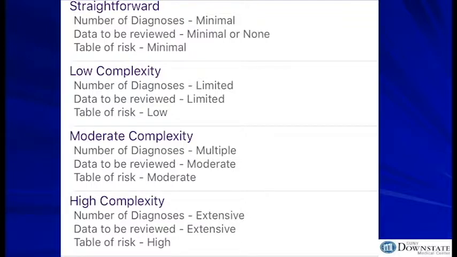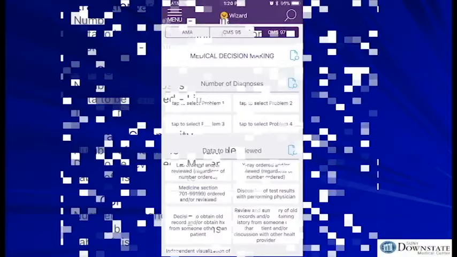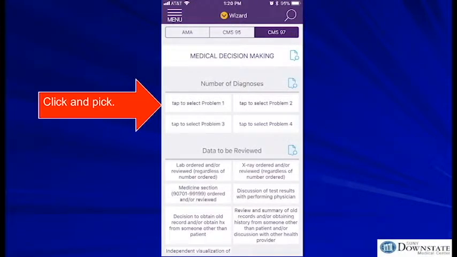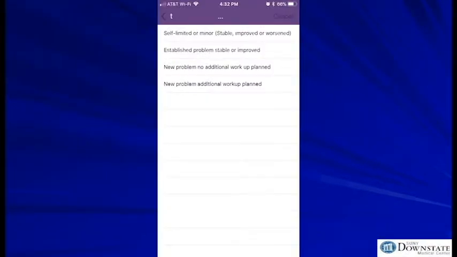Number of diagnoses is limited for low complexity. It's multiple for moderate. Data reviewed is limited for low complexity, moderate for moderate complexity, and the table of risk is low for low complexity, moderate for moderate complexity. So in reality, for this case, we tap to select a problem. And each of these options will have a value.